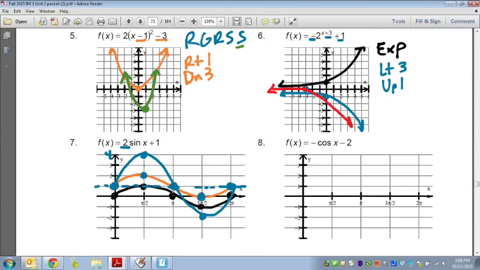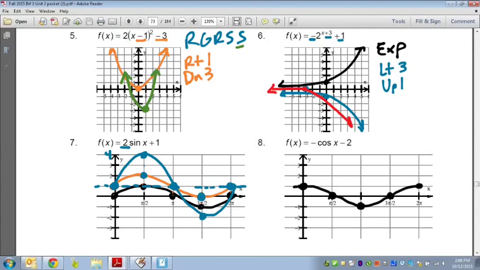So on number 8, okay, it's another great example here. Let's first look at cosine. Cosine usually starts here at 1, and then at pi over 2 it's 0, at pi it's -1, at 3 pi over 2 it's at 0, and at 2 pi it's back up to 1. So it looks something like this.